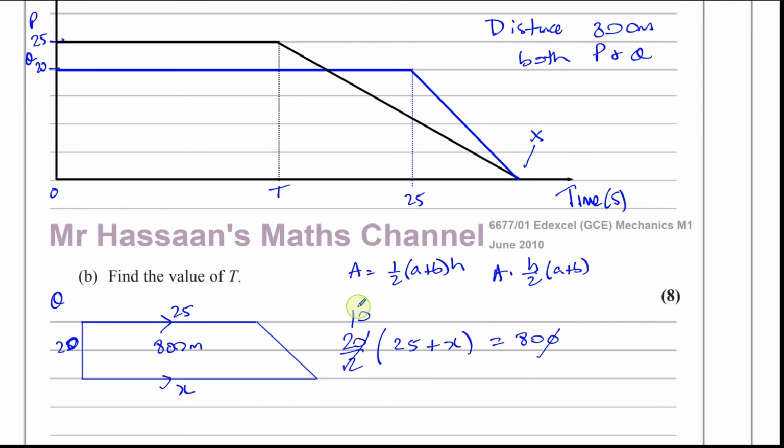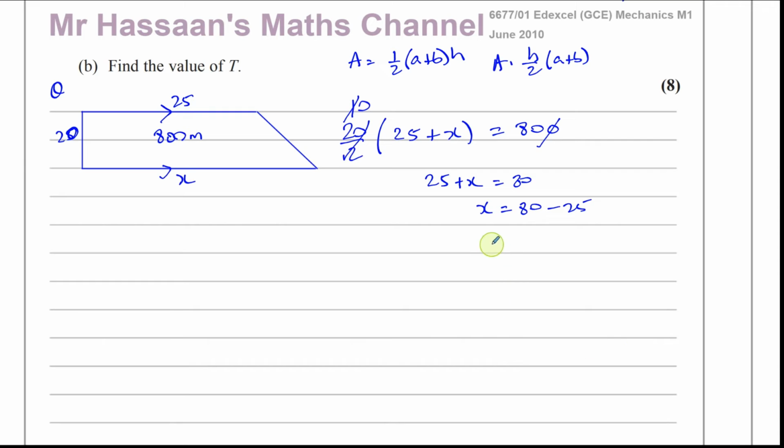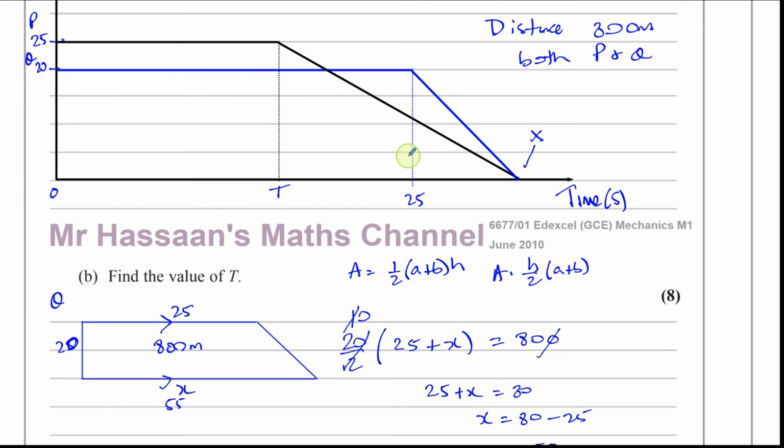800 divided by 10 is 80. So we're left with 25 plus X equals 80. So X is 80 minus 25. Now 80 minus 30 would be 50, so 80 minus 25 is 55. So I know that this length of this longer side is 55.